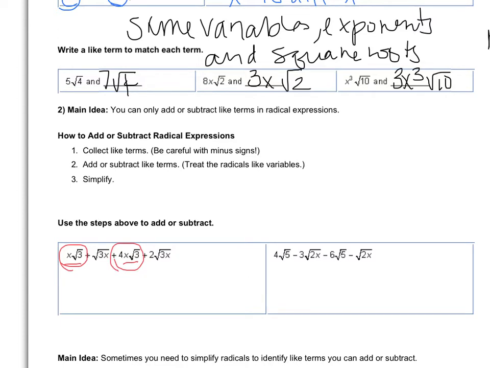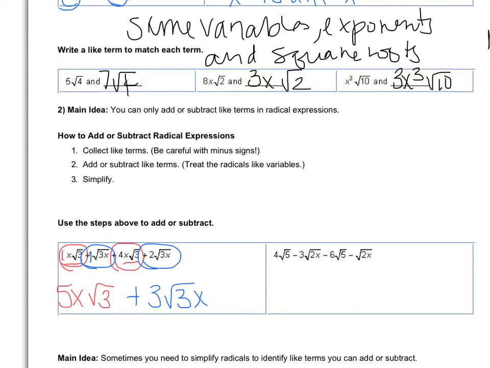And then I have the plus 3 square root of 3x and the plus 2 square root of 3x. So again, those are also like terms. So x square root of 3 plus 4x square root of 3, that's 1 plus 4, which is 5x square root of 3. And then I have 1 square root of 3x plus 2 square root of 3x, and that is 3 square root of 3x. So that would be my final answer.